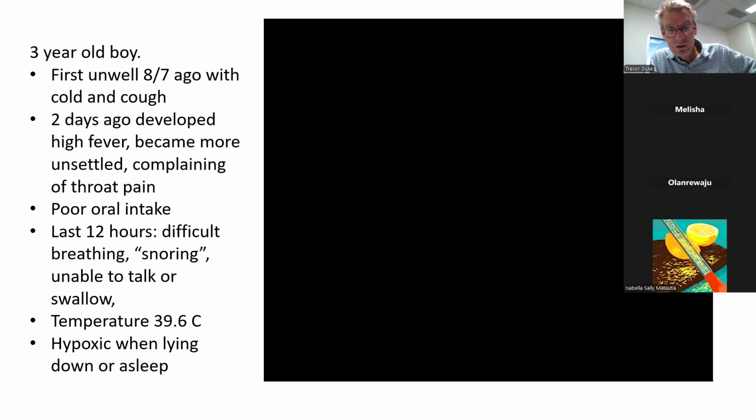When he presented, his temperature was 39.6 degrees, so a very high temperature. So we're already in the area of it's likely to be acute and it's likely to be infectious because he wasn't unwell before. It's not chronic, some form of congenital upper airway obstruction. It's likely to be acute and it's likely to be infective. And there are some other features about this, particularly the severe throat pain and the snoring and the difficulty swallowing, that give you an indication of exactly where the upper airway obstruction is. And this boy was hypoxic when he lay down or when he fell asleep. His oxygen saturation would fall.